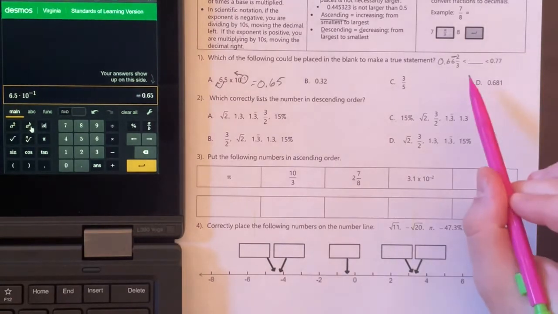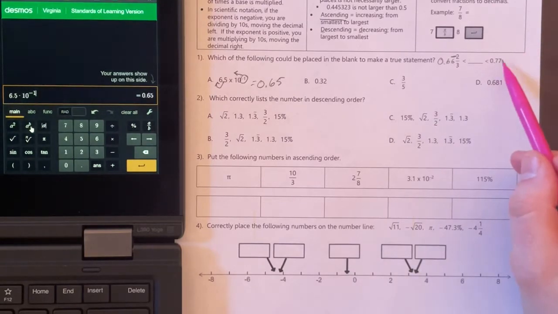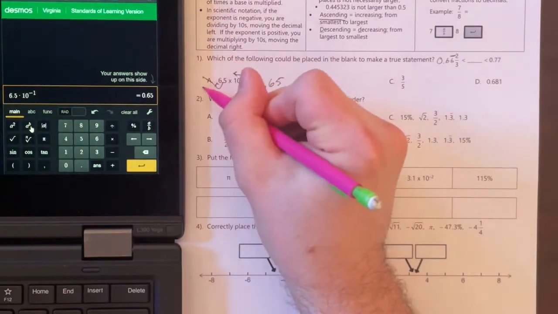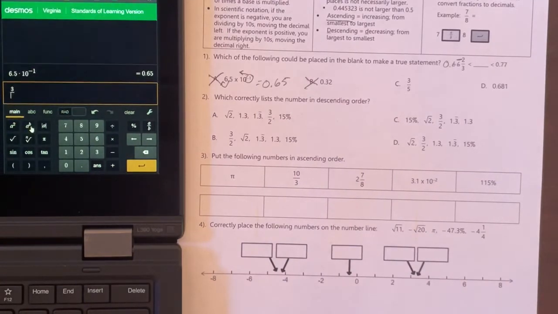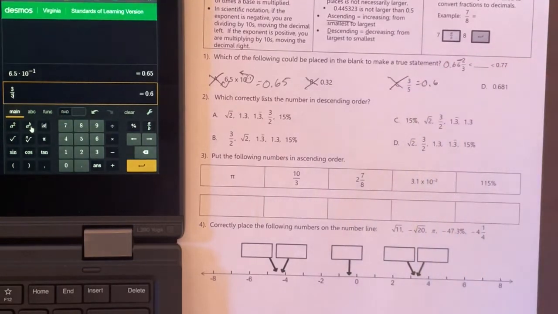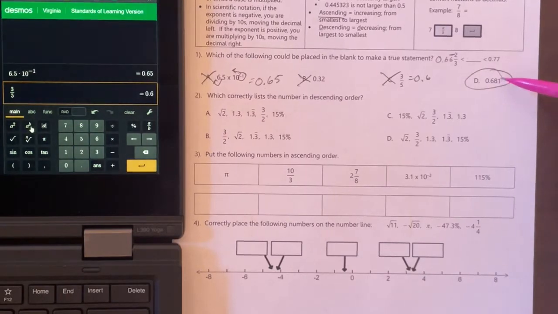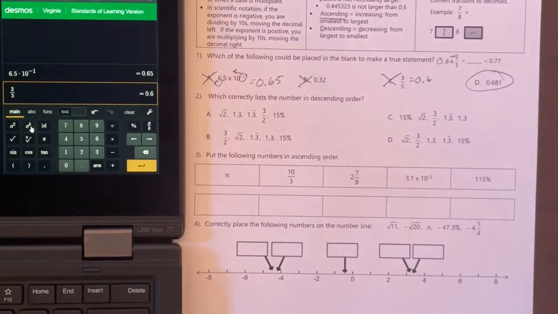All right, so it has to be greater than that 0.6 repeating, but it has to be less than 0.77. So as we're going, it's not going to be A, it's definitely not going to be B, because we're comparing those values. What about that next one? What's 3 over 5? 0.6, which is still not true. And then I know that 0.681 is greater than 0.6 repeating. However, it is less than 0.77, which is what we're looking for.